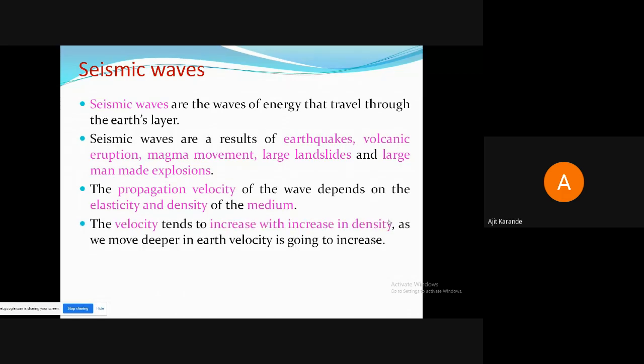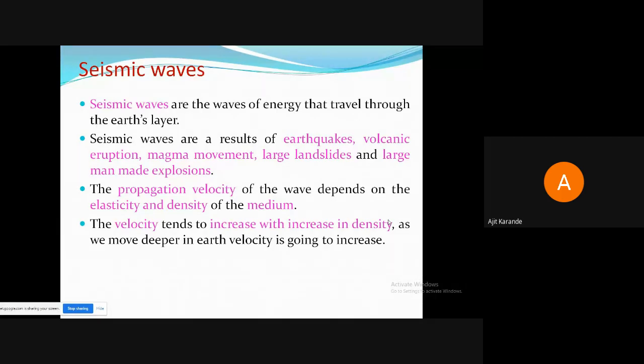Then the velocity tends to increase with increase in density. As and when density increases, definitely the velocity in the medium increases. So as we move deeper into the Earth, velocity is going to increase because of the density. Earlier we had discussed there are three different sections of the Earth. Mantle is there, crust is there. So as we see the different layers of the Earth, each and every layer possesses different properties.